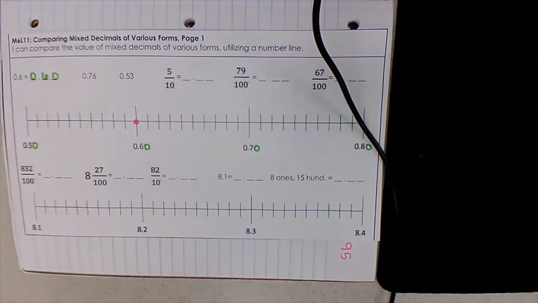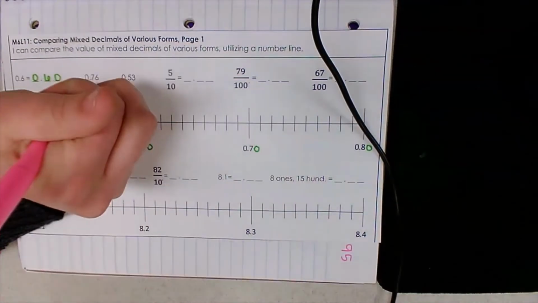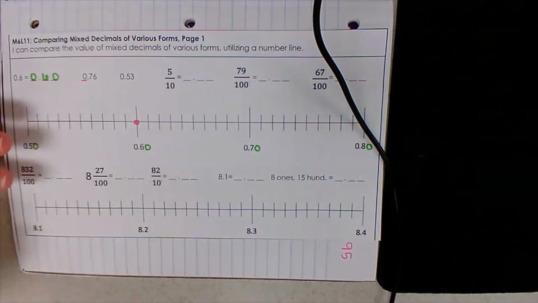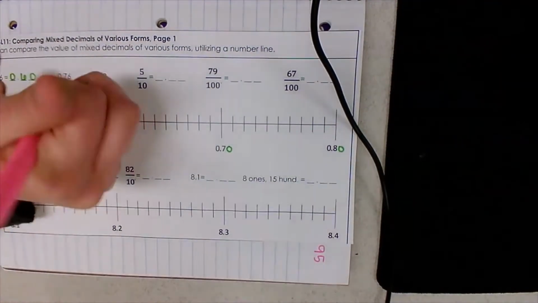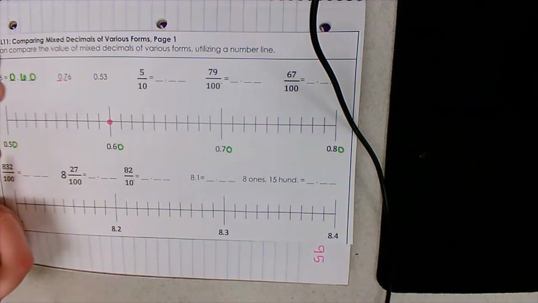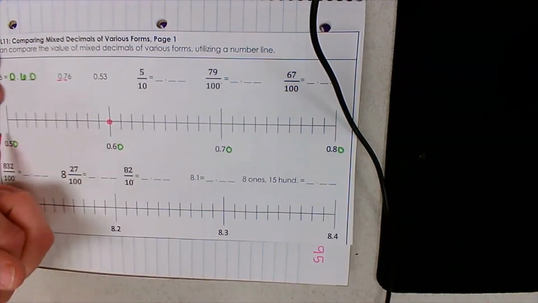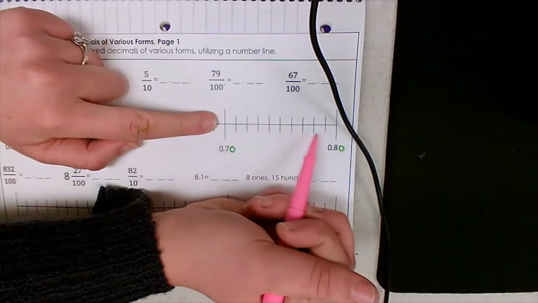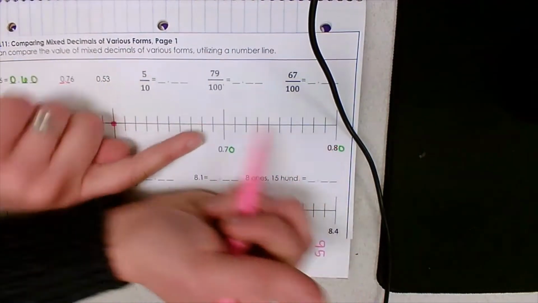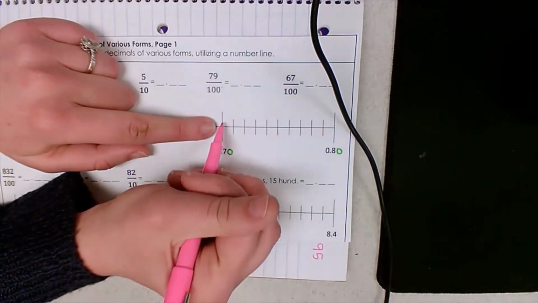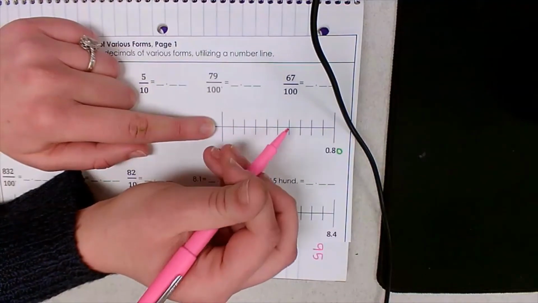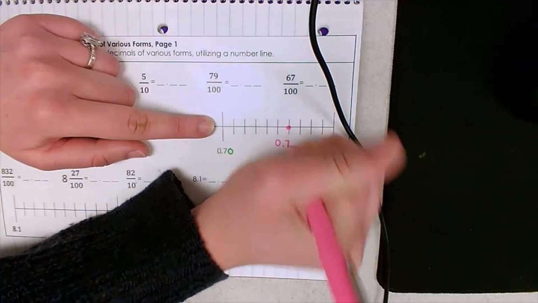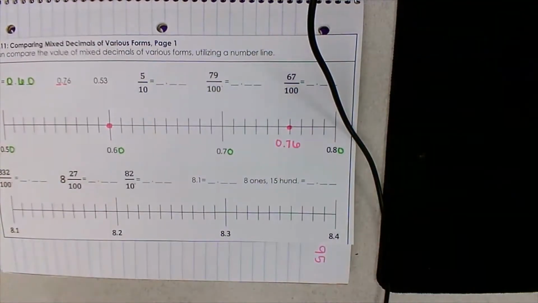Next is 76 hundredths. I'm going to start by looking at my whole number. Since all of these are 0, that means it could go anywhere on this number line. Then I'm going to look at my tenths. Since it's 7 tenths, I know I have to go past 5 tenths. I have to go past 6 tenths. And here's my section right here for 7 tenths, between 70 and 80. And I want to go to 76. 71, 72, 73, 74, 75, 76. And I'm going to label it with the decimal 76 hundredths.